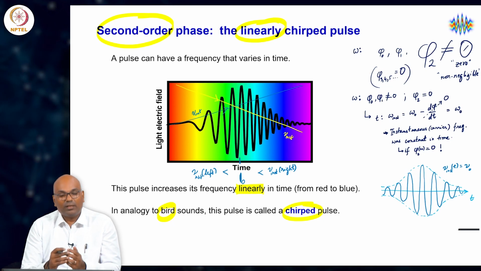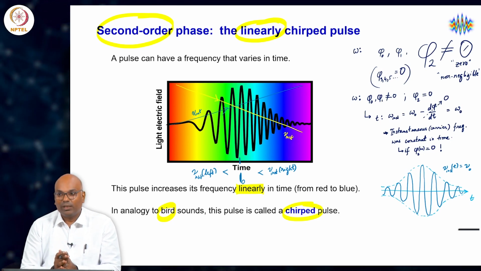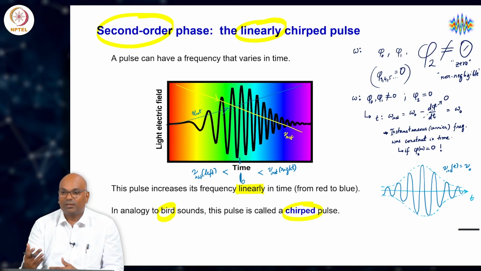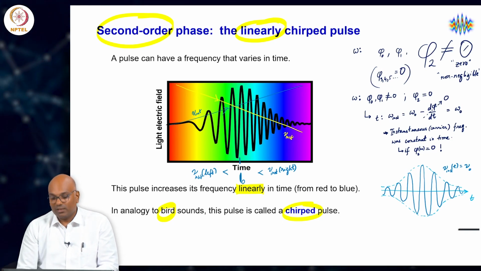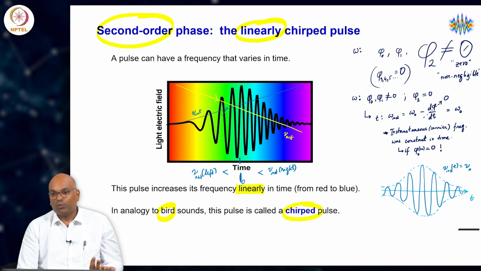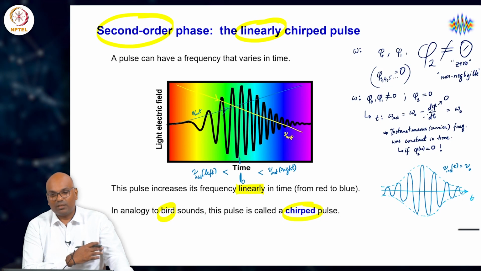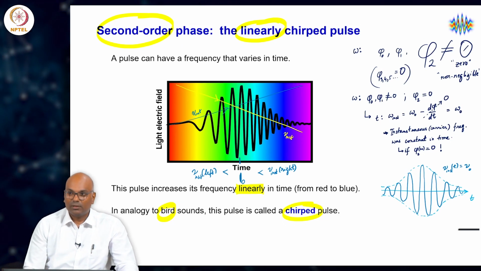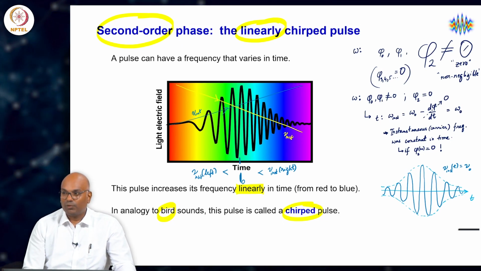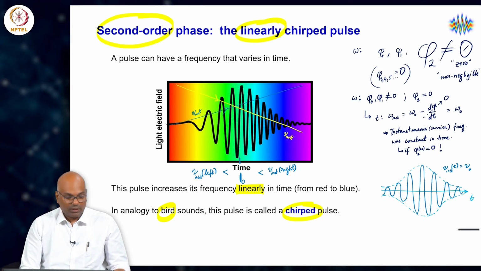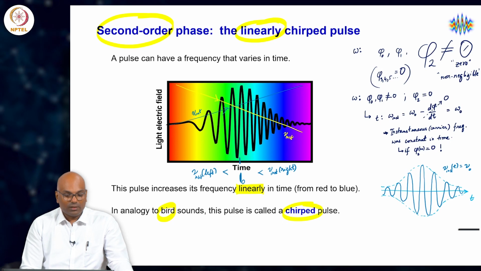So, if phi 3 is non-zero in the spectral domain, then we would anticipate that even the chirp is not linear anymore. It is a statement in anticipation pending proofs which we can figure out. It is just a game of Fourier transformations, which one can do very well numerically, right. So, that is the second order chirp.